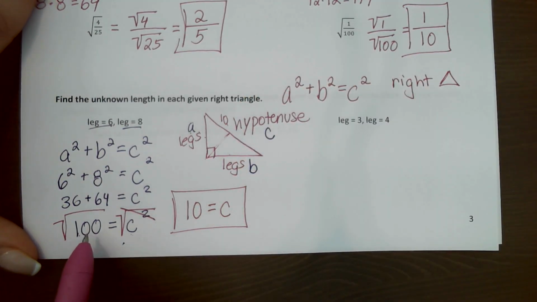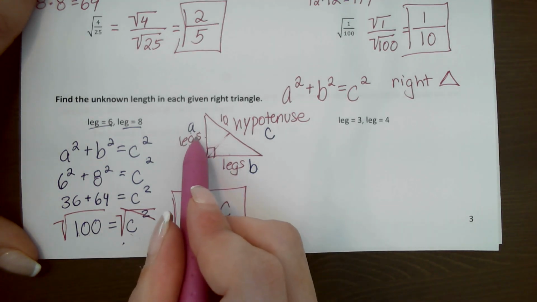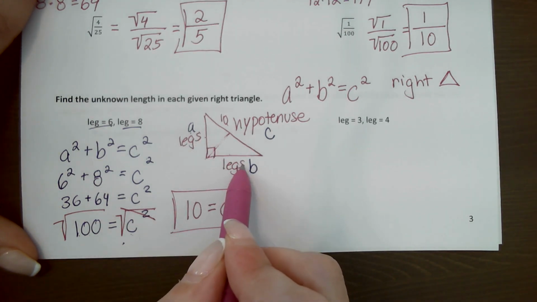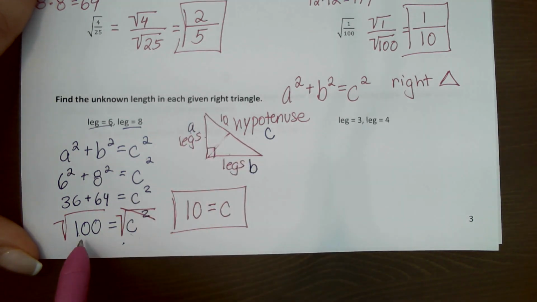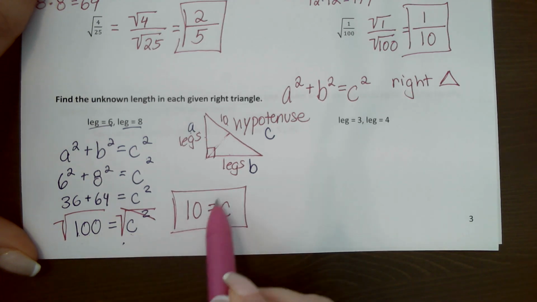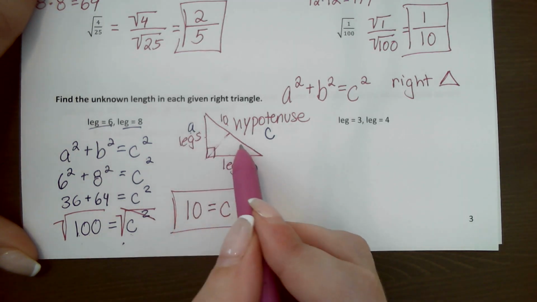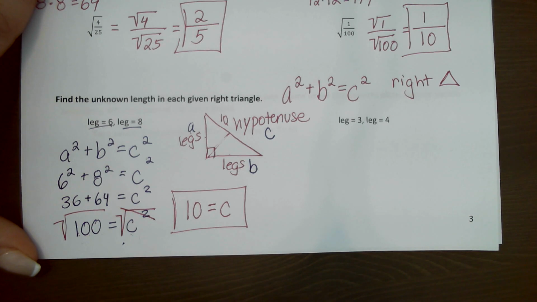Now, if you thought this was your answer, I want you to think about reasonability. These two legs are 6 and 8. Does it seem reasonable that the longest side would be way, way bigger? It's not impossible, but not very likely. So 10 is a much more reasonable side length.